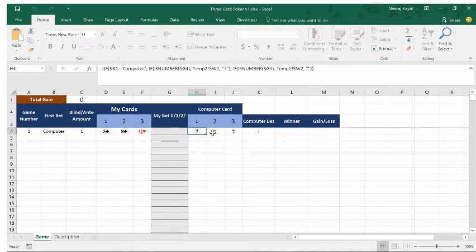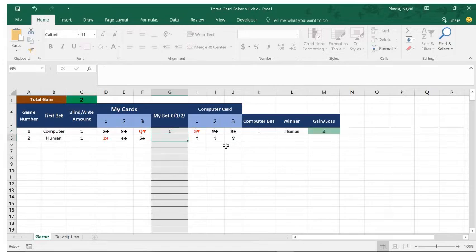So it looks at its cards. These are the computer's cards. It looks at its cards and makes a bet. In this case, it has made a bet of 1, and that signifies that maybe its cards are not too high. So now it's my turn to make a bet. So maybe I'll match the computer's bet, and now the cards are revealed.